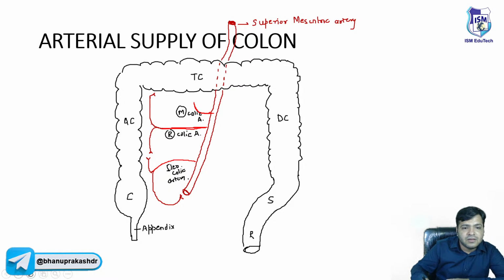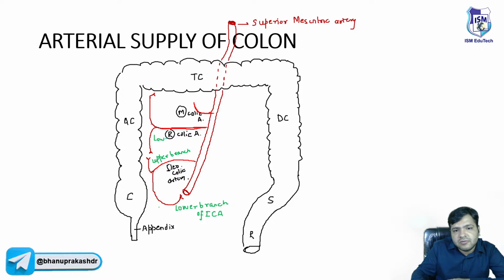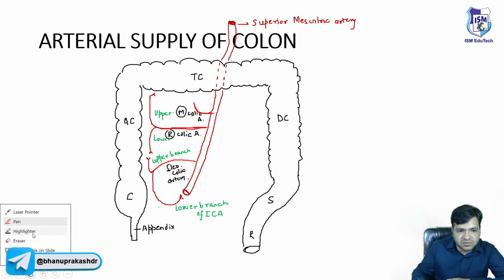So remember, beta, if I have to give names, this is the lower or descending branch of the ileocolic artery. I am writing A for artery, ileocolic artery. This is the upper branch, and this is the lower branch of the right colic artery, the upper branch of the right colic artery. So this is the point of anastomosis that you will get over here.